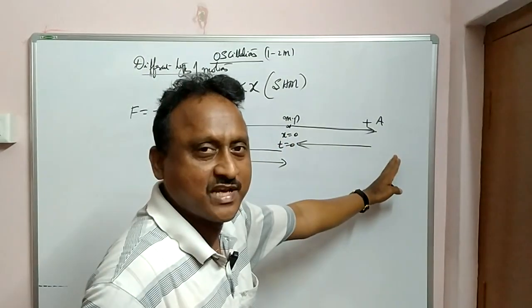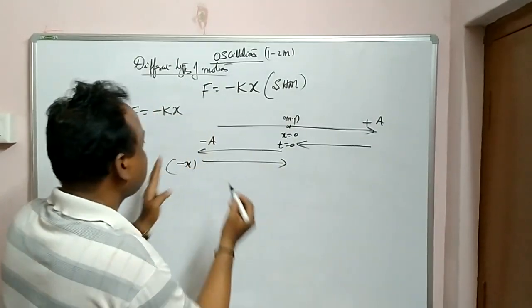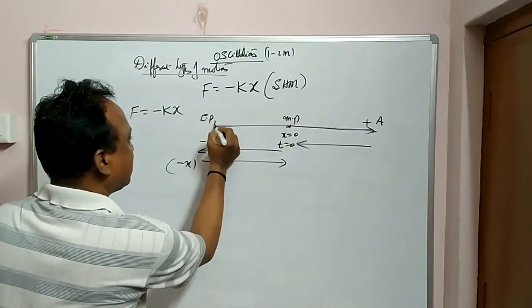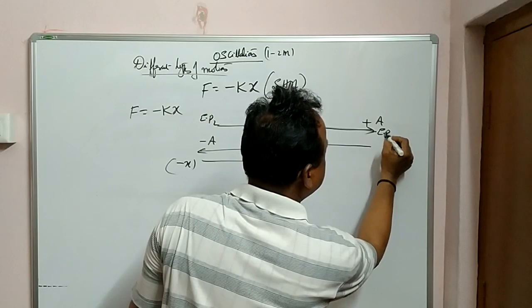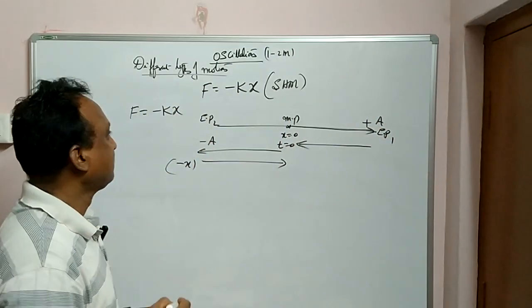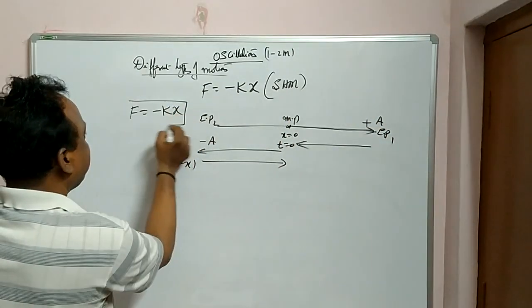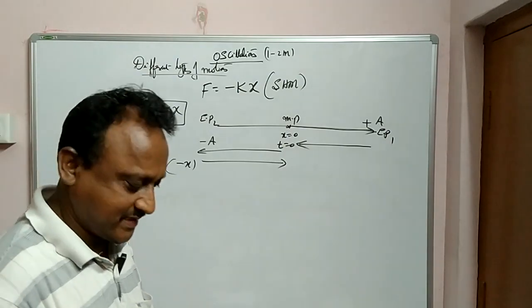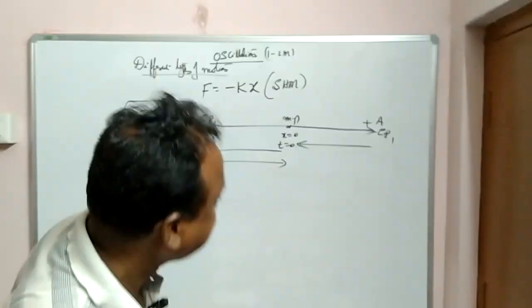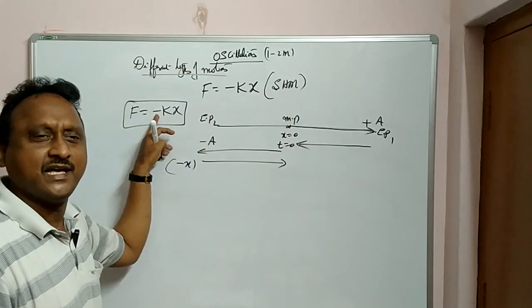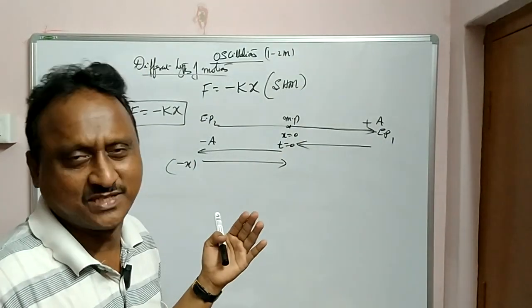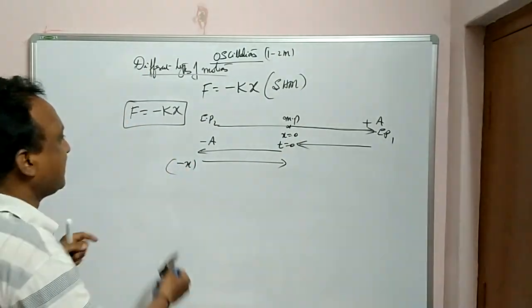Here this is the positive side, extreme position. This is the negative side, extreme position. Extreme position 2, extreme position 1. Clear? So this is the main equation. Force is equal to minus kx. x is the displacement. The negative sign means the force is pulling in the opposite direction of the displacement. And F is a restoring force.